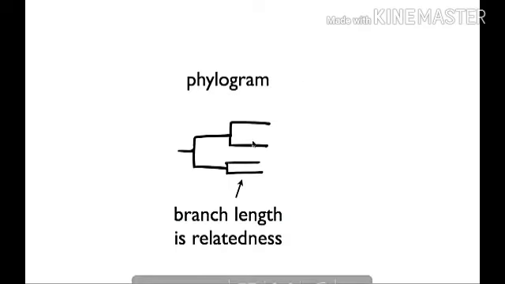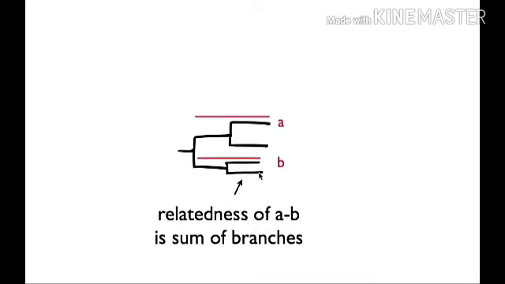For a phylogram, the branch lengths are now important. So the length of these branches tells you how related each point is to each other. Therefore, if we have point A and point B in a tree, the relationship of these two is to go backwards to the last common ancestor and go back down. If you add these two distances up, that is the relatedness of A to B. So in the case of a gene, that's usually the evolutionary distance.